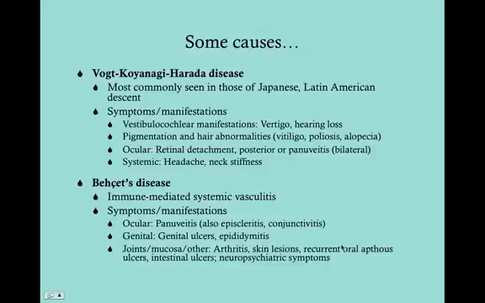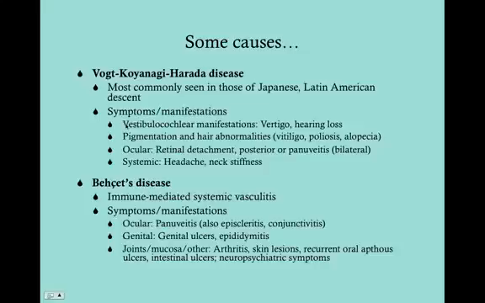Okay, so here are some of these causes of posterior and also panuveitis that are a little less common, things you might not see as frequently. So this one is really uncommon if you're working in the US, and this is called Vogt-Koyanagi-Harada disease, and this is most commonly seen in people of Japanese and Latin American descent. I don't know why. I guess they just have the genes for it. These people are not ethnically related, but that's who it tends to be seen in.